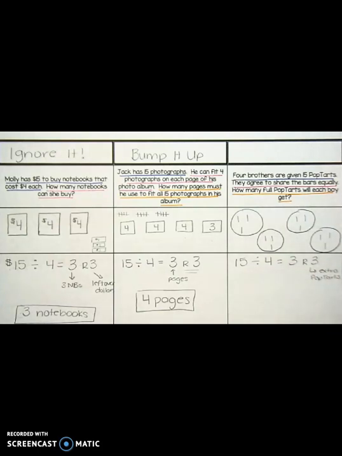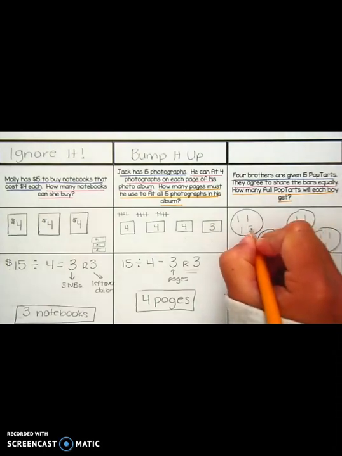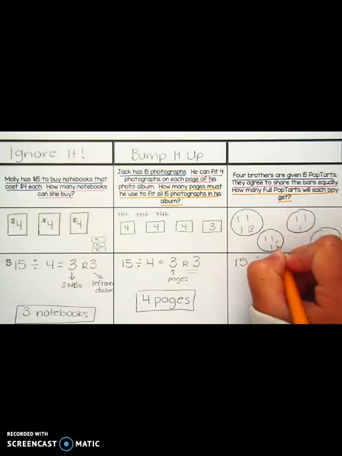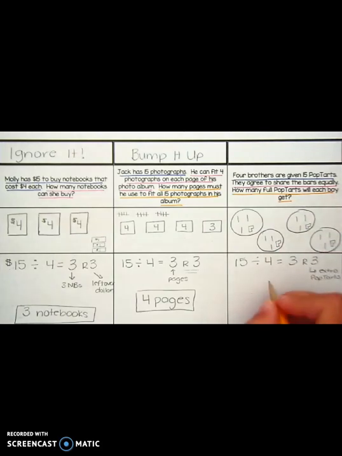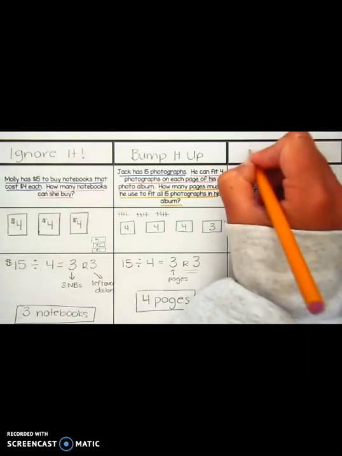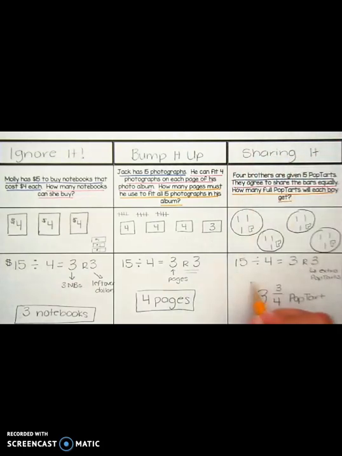A Pop-Tart is a pretty easy thing to split apart. So I'm going to put a little fractional amount in each of these sections to show that I'm splitting apart that last Pop-Tart. That tells me that each boy is going to get 3/4 Pop-Tart. This is an example where I am sharing the remainder, because I can easily cut a Pop-Tart into quarters, so I can give them each a fractional amount.